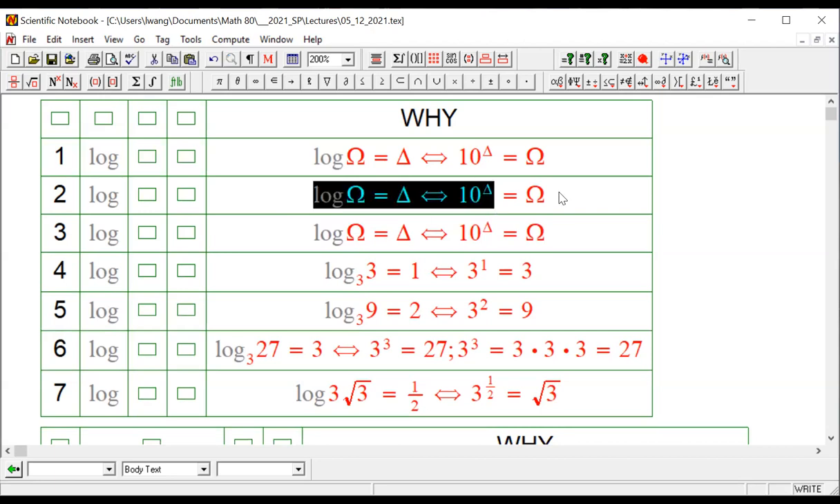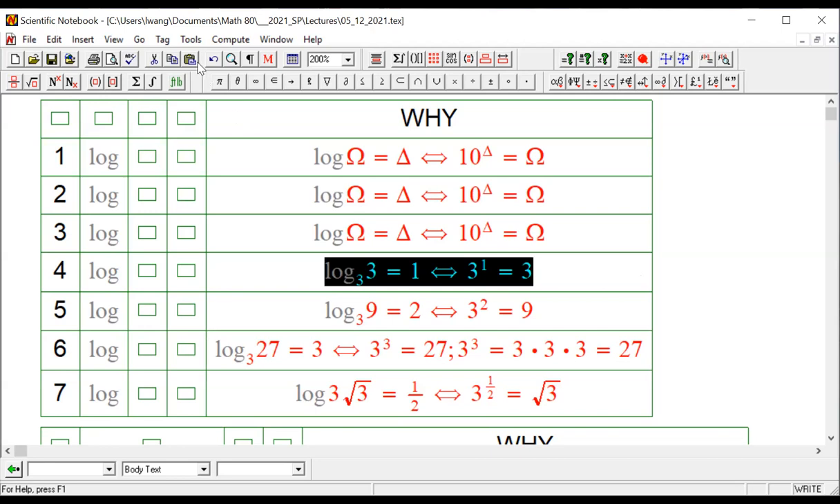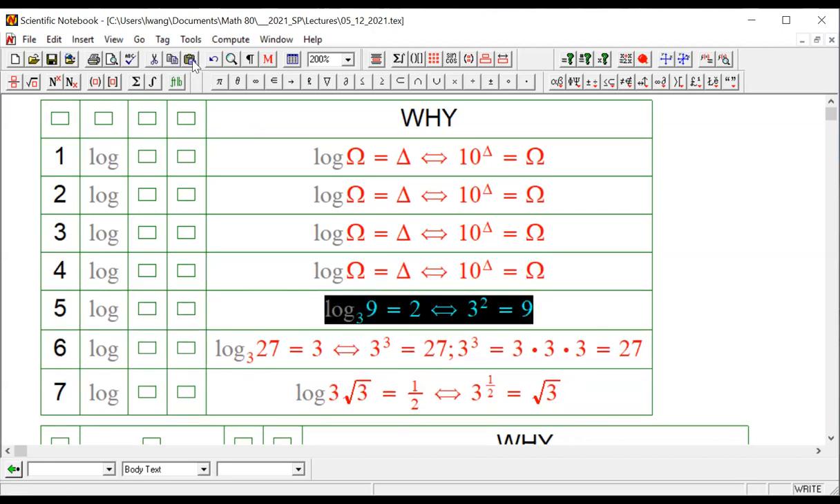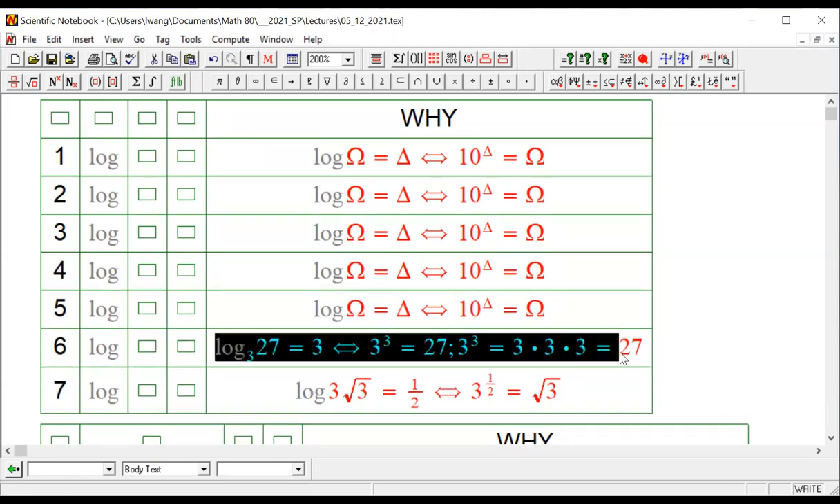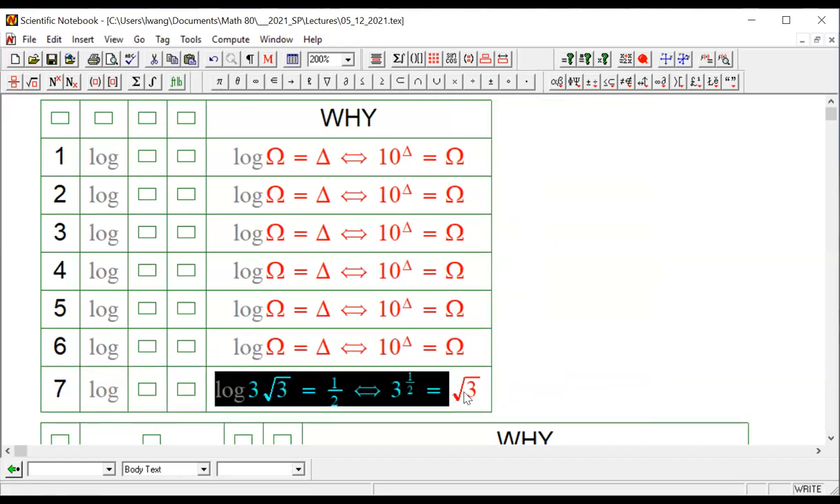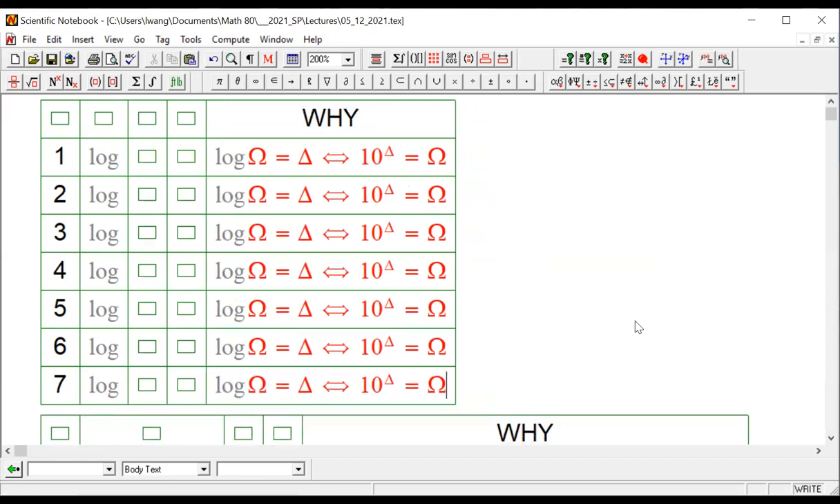So I'm gonna copy and paste and put all of these rules, and you're gonna play the same game, just practicing using definition. And I'm gonna give you the omega. So all of these are base 10 common log, they're called a common log.